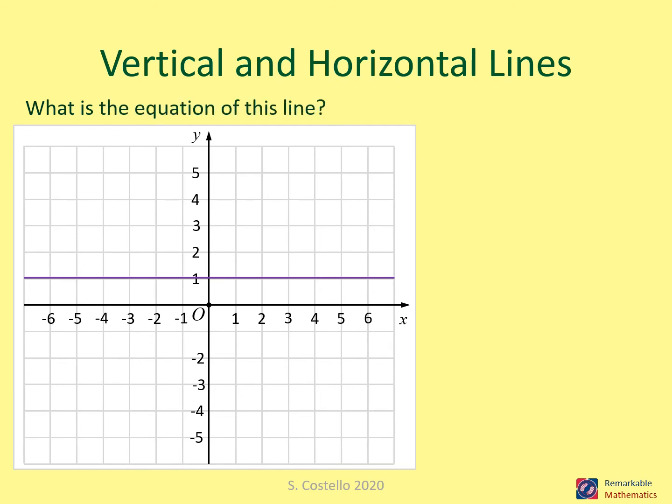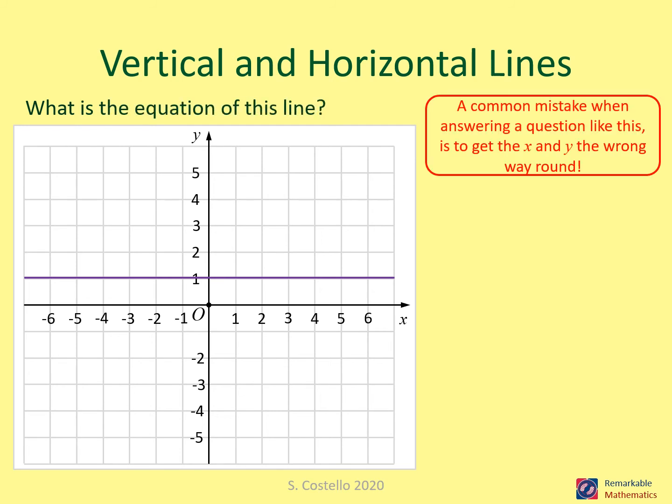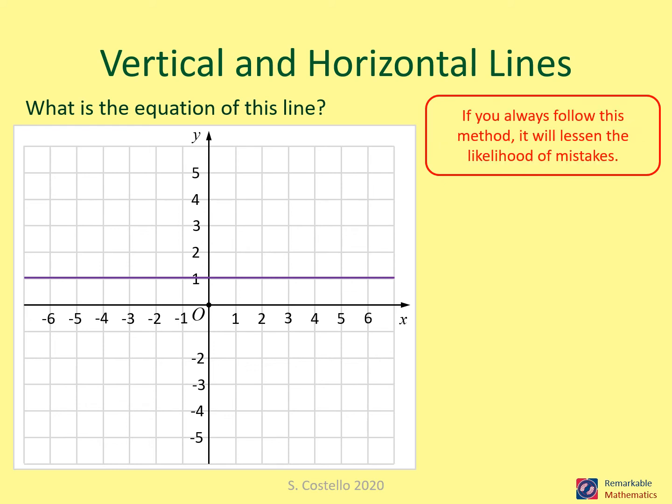What is the equation of this line? Again, a common mistake when answering questions like this is to get the x and the y the wrong way around. So if you always follow this method, it will lessen the likelihood of mistake. Right, x and y in a set of brackets in their correct order. They're alphabetical, so it goes x, y.